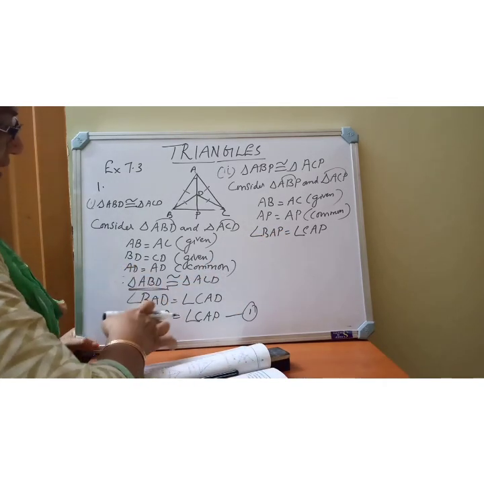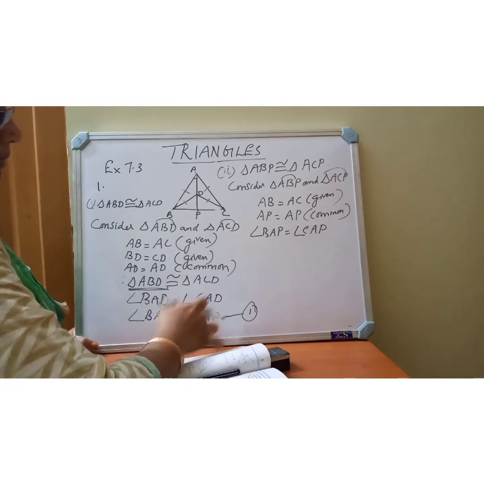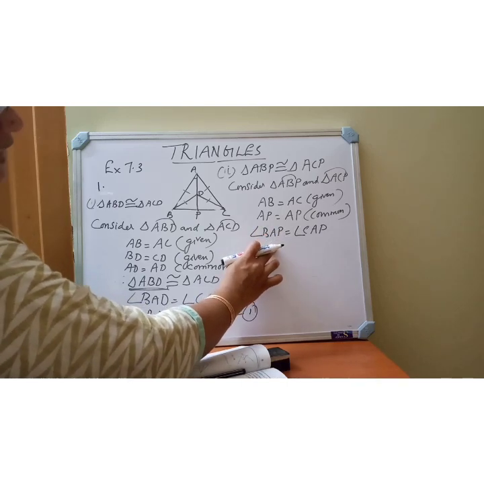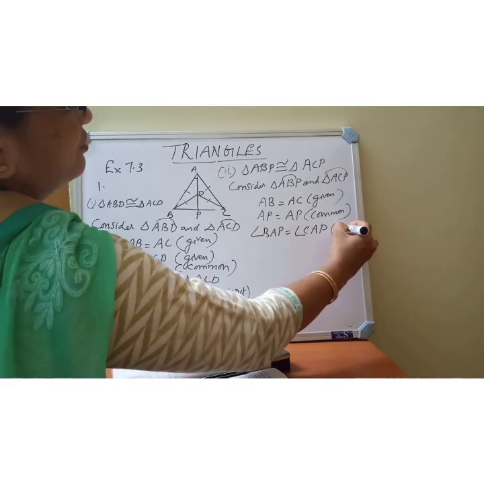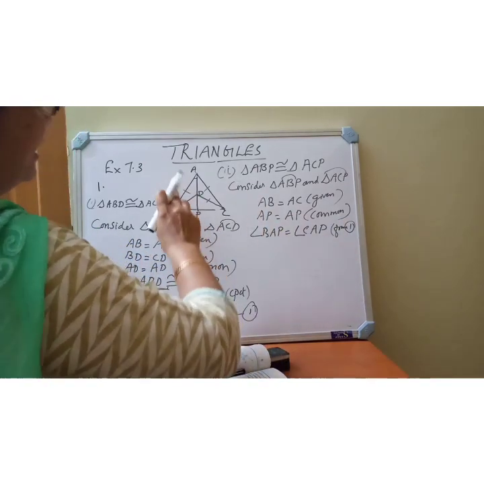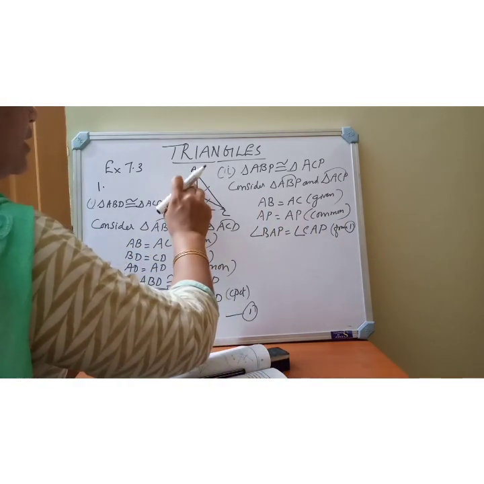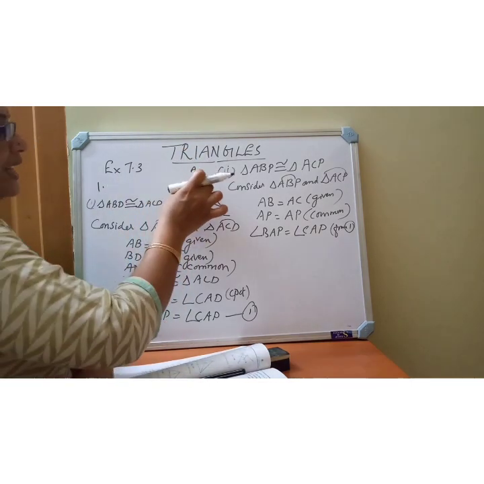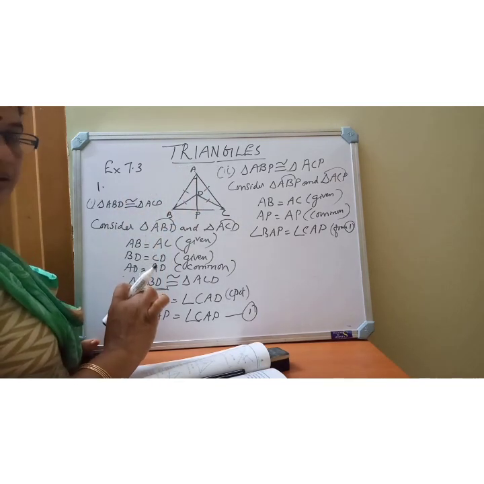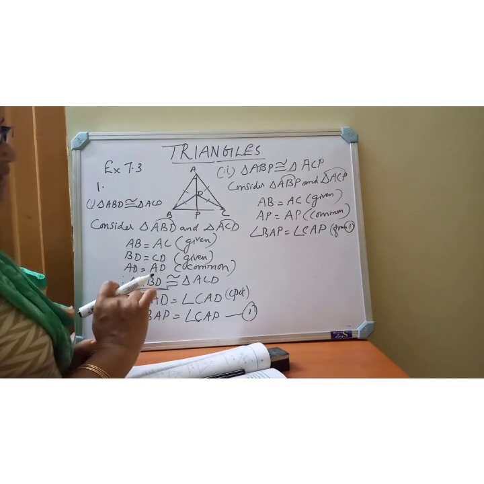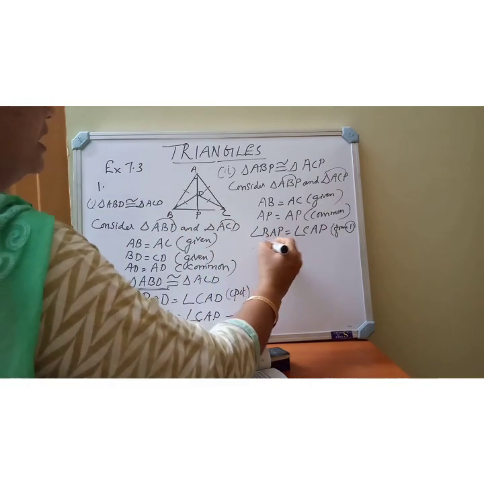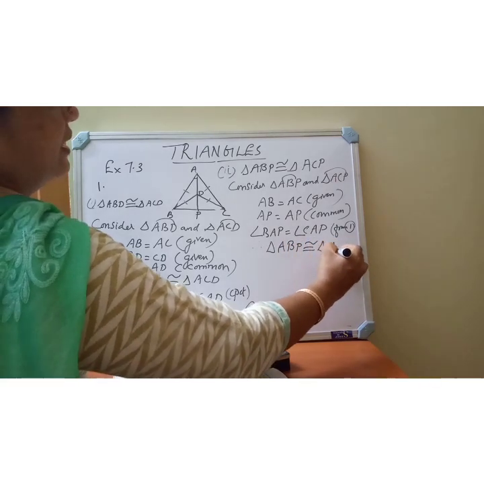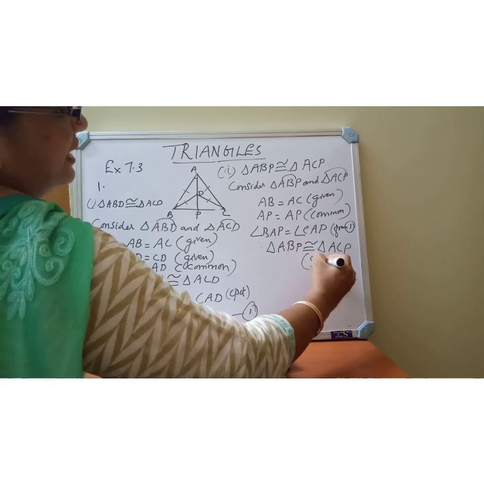So from the first result we deduced angle BAP equal to angle CAP by CPCT, so we can apply that in the second result using equation 1. Two sides and the included angle of one triangle are equal to two sides and the included angle of the other triangle. Then these two triangles are congruent by which congruency? Two sides and one angle, SAS congruency. Therefore triangle ABP is congruent to triangle ACP by SAS congruency.